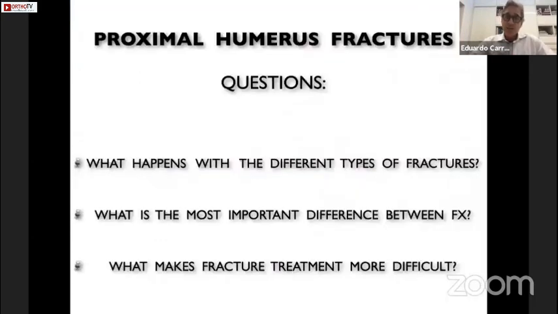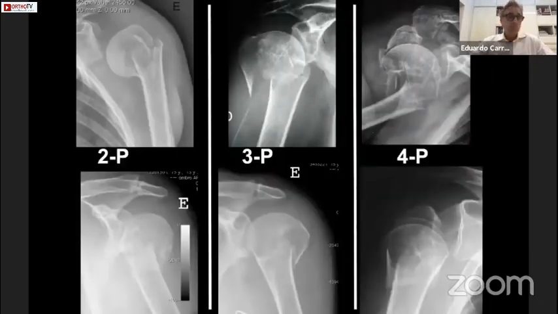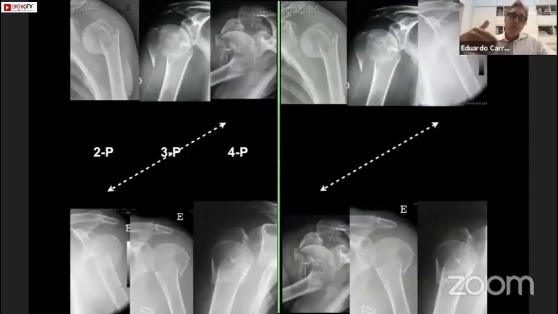So I ask again, what is the difference between those fractures? And what makes these fractures different? What is important in this kind of fractures? And why is one treatment more difficult than others? So I would like to tell you this kind of fractures we have. I think you agree with me. There are fractures in 2 parts, 3, and 4 parts. I think everybody agrees with me. Okay. So what can we see as the difference between those fractures?